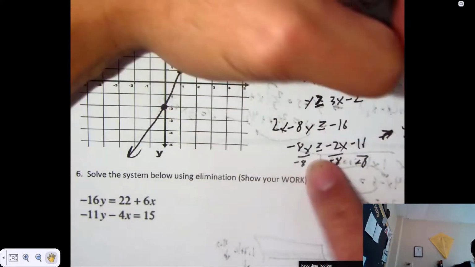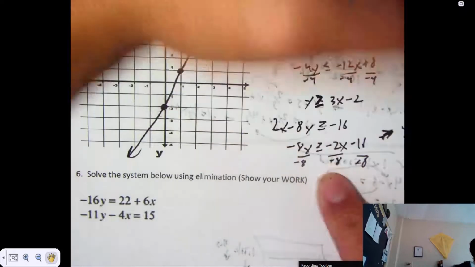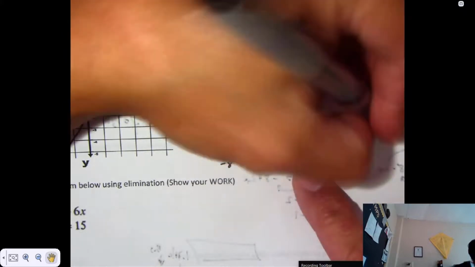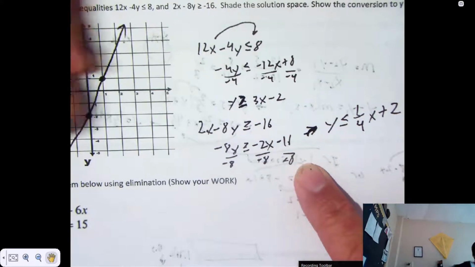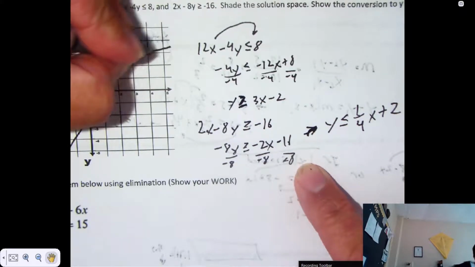Here I am dividing by a negative, so I will flip that symbol again. Negative 2 over negative 8 is 1 over 4, and negative 16 over negative 8 is positive 2. So that guy has a y-intercept at 2. The slope is rise 1, run 4. These are solid lines.